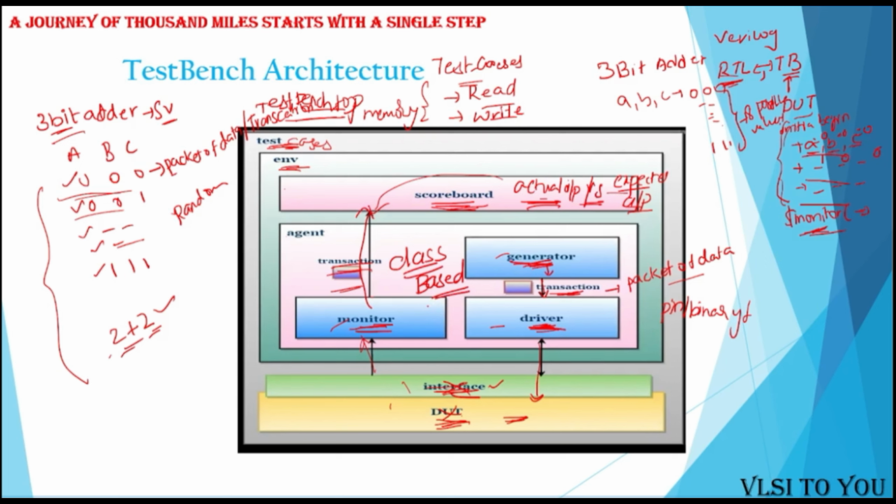Why should everything be class based? Because class is dynamic in nature. Class properties are dynamic in nature. Because of the dynamic nature of the class, it is mostly used for reusing purposes. How we are going to reuse it, we will see once we go deep into these topics. But because of the dynamicity of the class, we will be using everything in a class. But the DUT is module based.